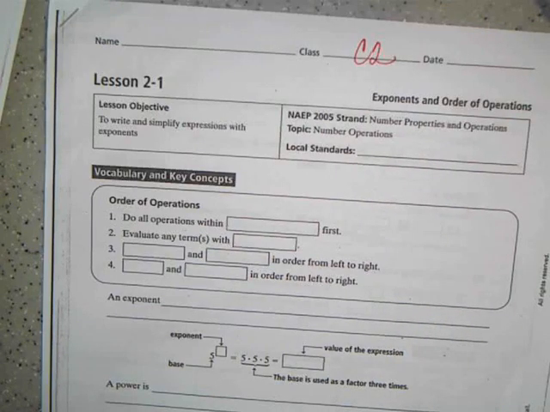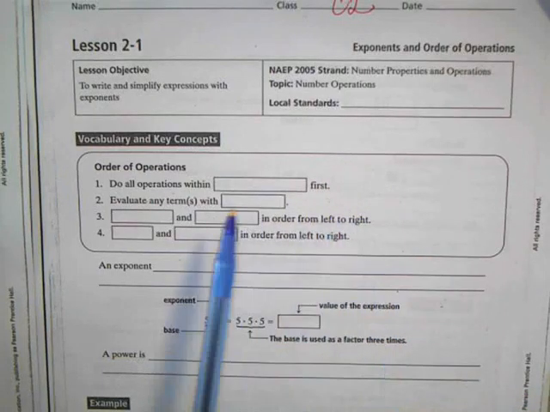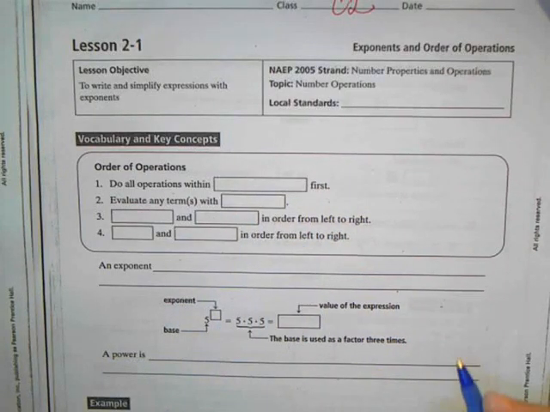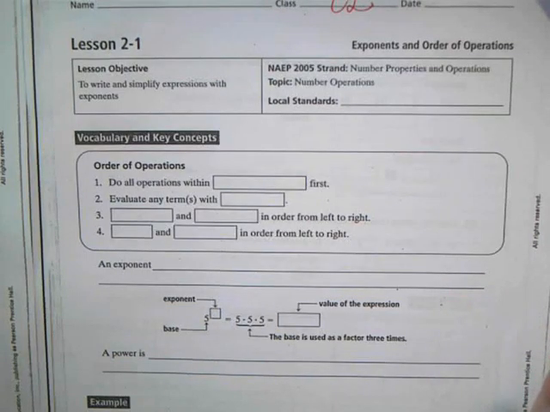This is for Course 2, Lesson 2-1, Exponents in Order of Operations. And our objective here is to write and simplify expressions with exponents. So our key concept that we'll use here is actually very much like what we did in part of Chapter 1. We are going to actually include our exponents here, which we did not before.